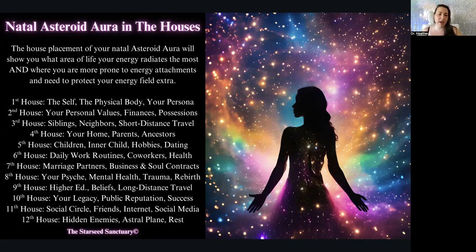Third house natal asteroid aura. This is all about siblings, neighbors, short distance travel. This is kind of where your energy radiates. You might really feel clear, free, and alive when you're around a sibling that you get along with. You could also be picking up negative energy from a sibling or a neighbor. Short distance travel is something that really sparks your energy field alive.